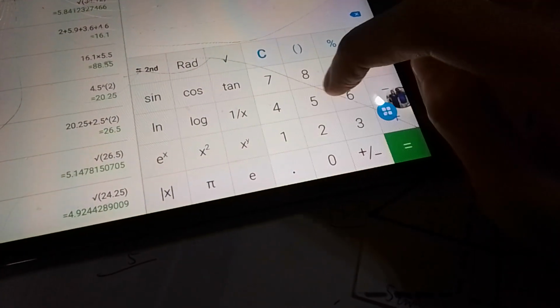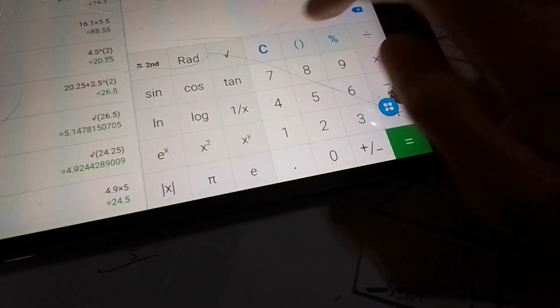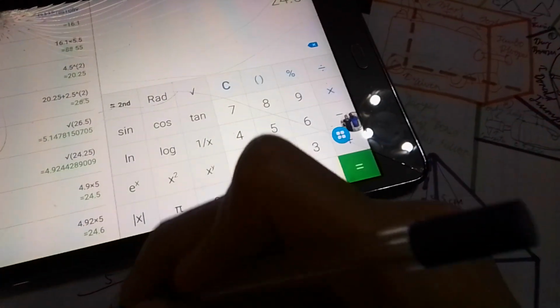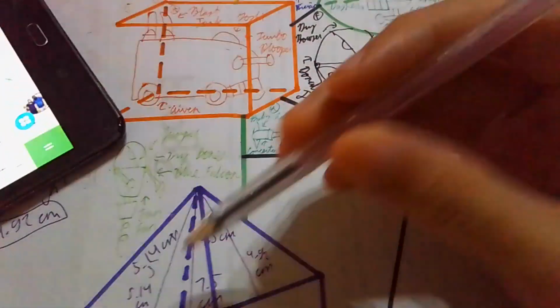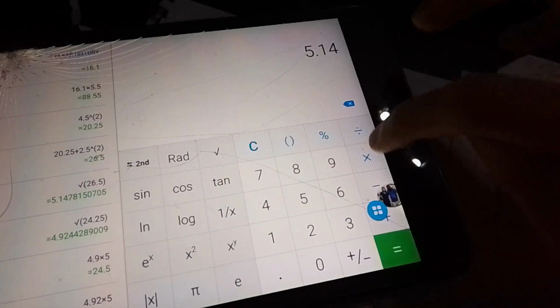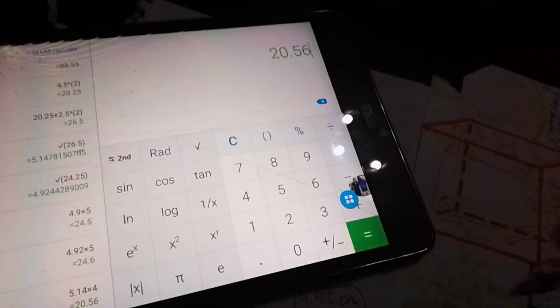So ganito yun. 4.92 times 5. Let's do it on a calculator to be safe. 4.92 times 5. We should get 24.6. That's for one set of the triangles. Next, on the right side of the triangles, we have 5.14 times 4. Ganito siya, di ba? 20.56.